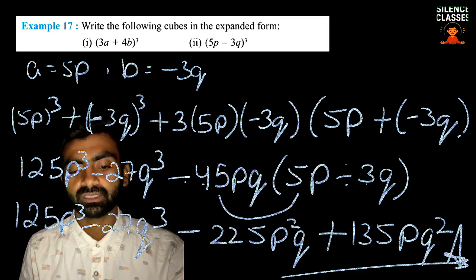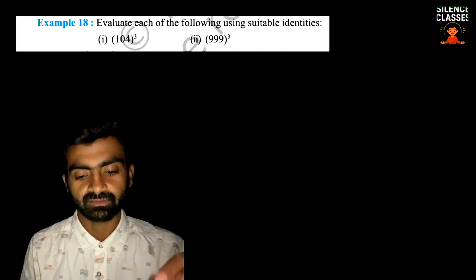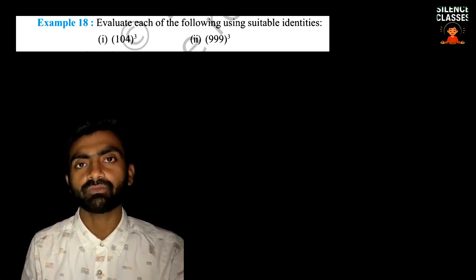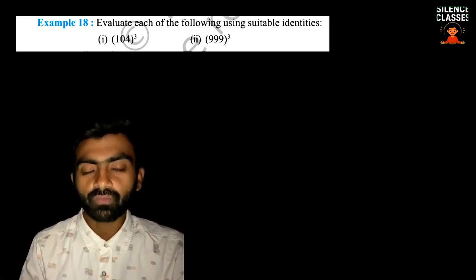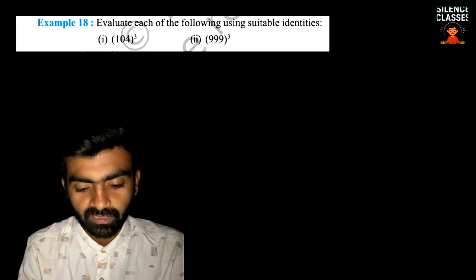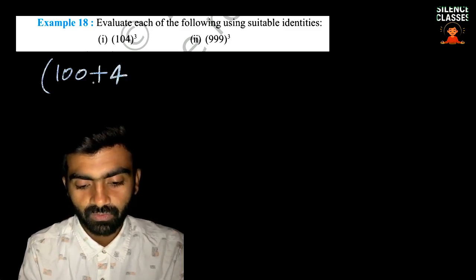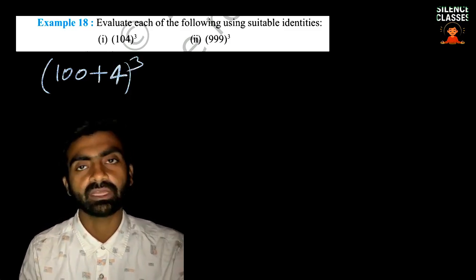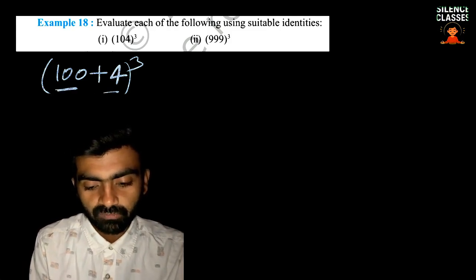Now let's move to example number 18. Evaluate each of the following by using identities. Over here we have to use the identities and find out the cube of 104. So 104, how can we write it down? 104 can also be written as 100 plus 4, whole cube, because 100 plus 4 will become 104 and we can cube it. Now you can check that it will become a plus b whole cube.